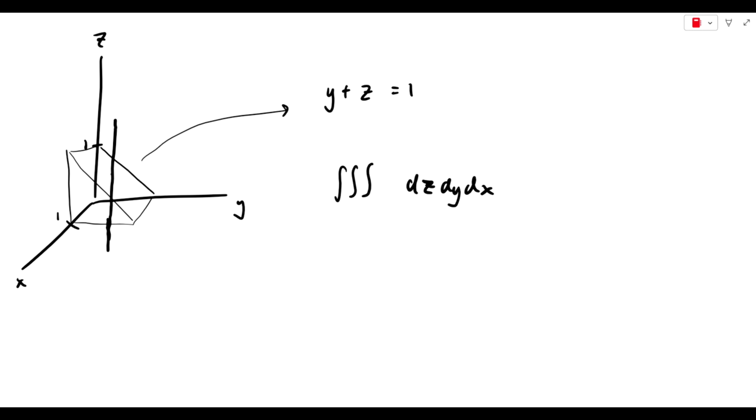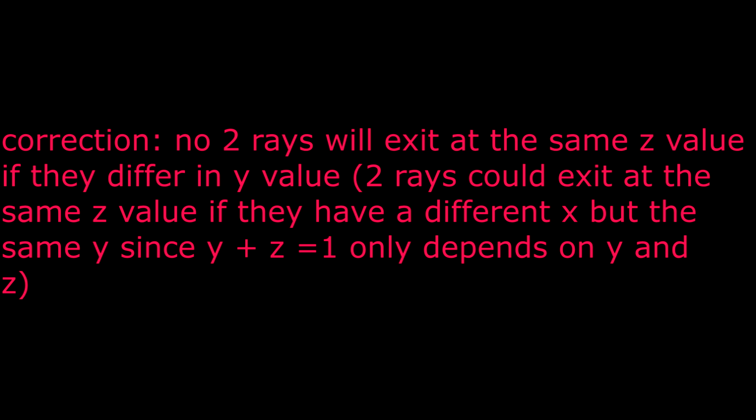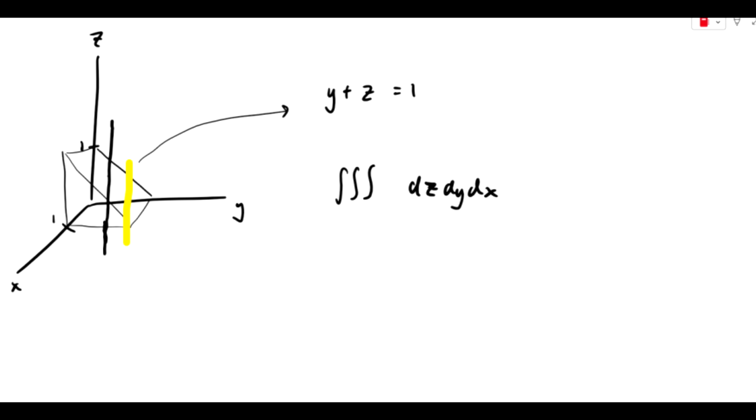Where it leaves is a bit more complicated. It won't leave at the same z value for any two different rays. For example, the black ray leaves at a higher z value than this yellow ray. That's because the top limit of this integral will be a function.